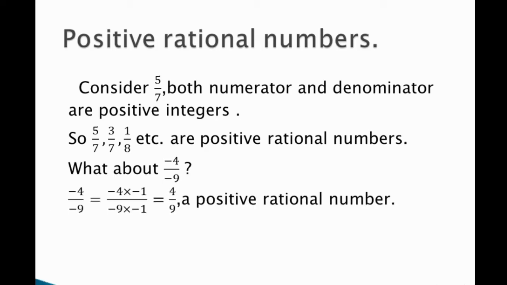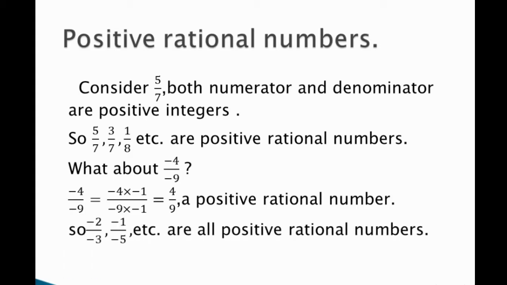What about -4 by -9? We can write -4 by -9 as -4 into -1 by -9 into -1, which is 4 by 9, an equivalent fraction of -4 by -9. So, -4 by -9 is a positive rational number. Thus, -2 by -3, -1 by -5, etc. are all positive rational numbers.